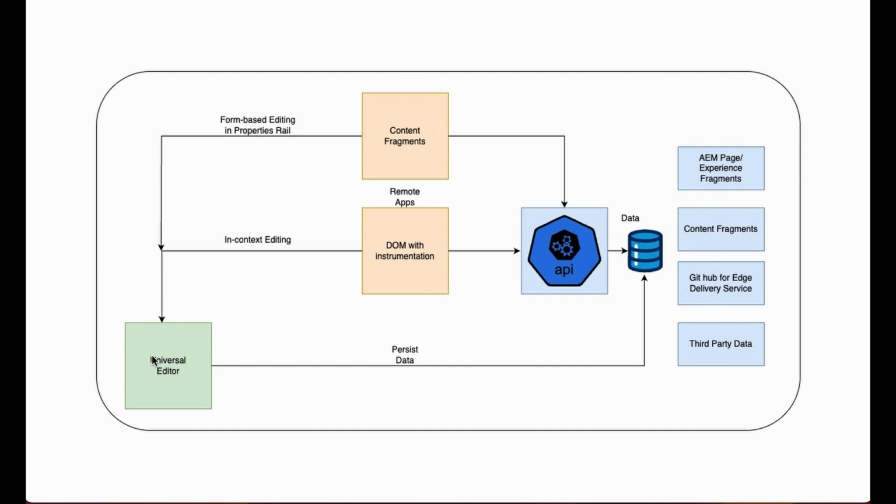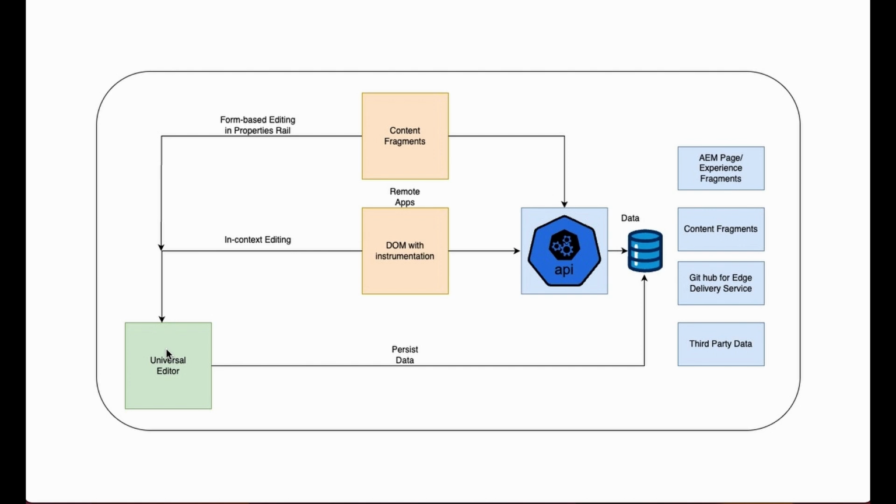So here we have Universal Editor, which allows in-context editing. So what do we mean by in-context editing? This means that content authors can edit the content in context of your application or in context of your page. So basically they can see what they are changing and how the change is impacting the page. Whatever changes they are making, they can see it then and there. This is really a helpful feature of Universal Editor. And all this is possible because of the instrumentation of the DOM.